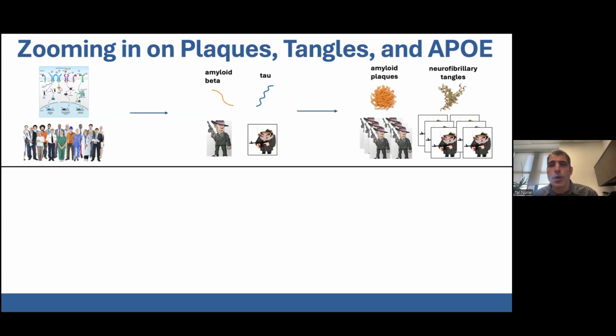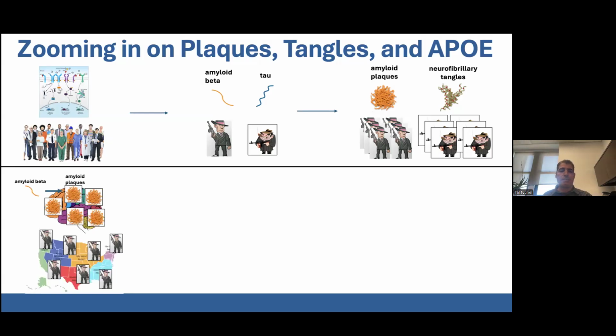And then there's one more distinction that I'd like to make here, which is that these aren't quite as detrimental to the brain as each other, the tau and the amyloid. So the amyloid you can think of as a gang that's spread out throughout the United States. It's causing problems, but at the end of the day, the United States is functional.